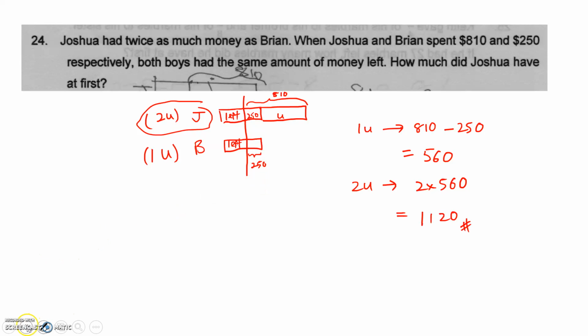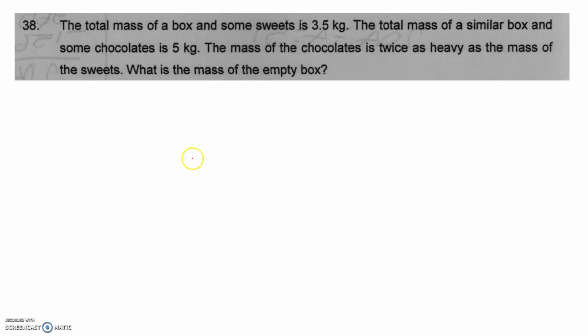Okay, now let's move on to the next question. The total mass of a box and some sweets is 3.5 kg. The total mass of a similar box and some chocolates is 5 kg. The mass of the chocolates is twice as heavy as the mass of the sweets. What is the mass of the empty box?